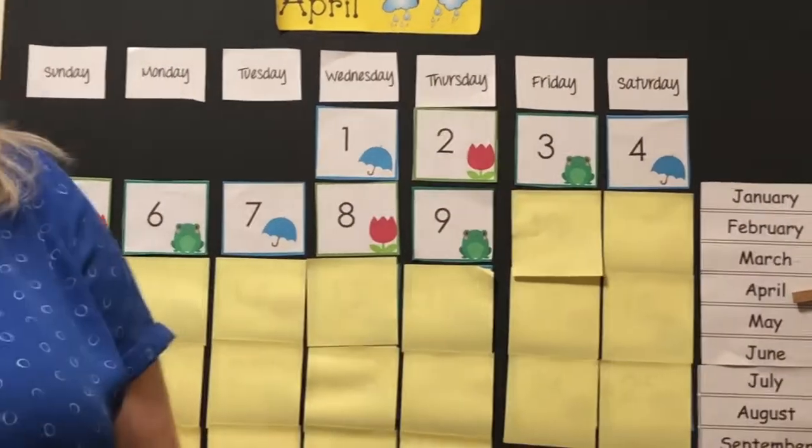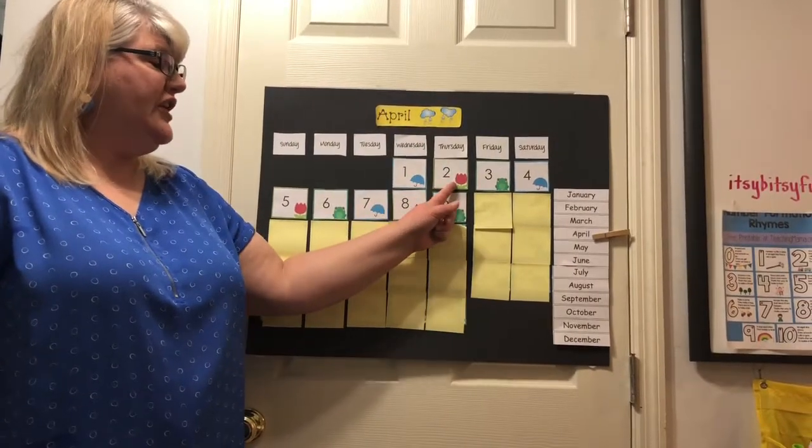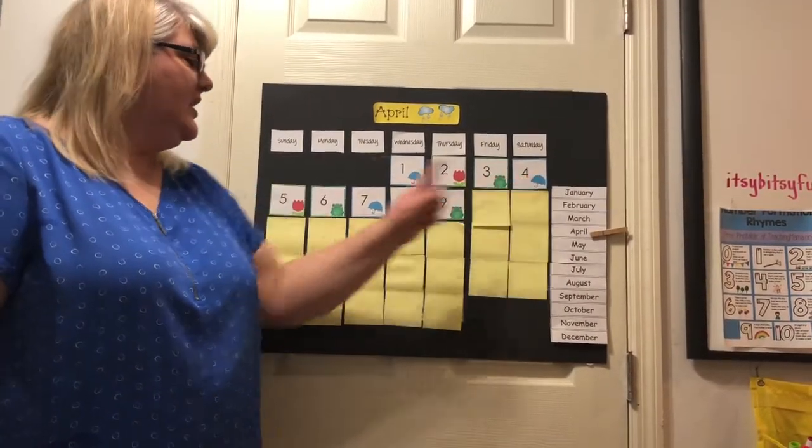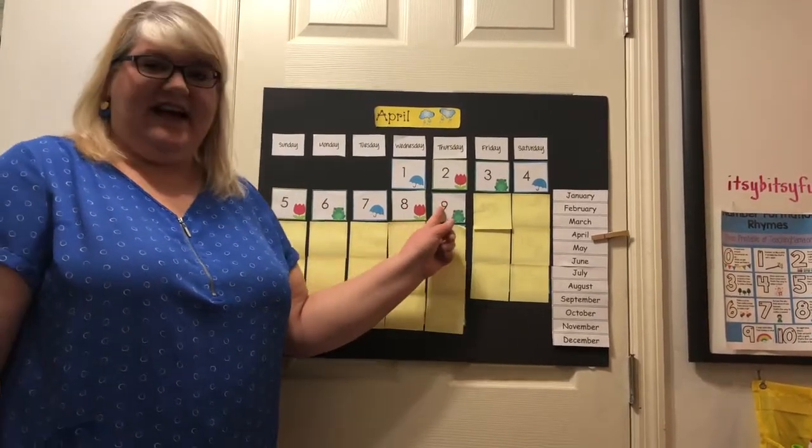Let's count together, and let's count all the way up to 9. 1, 2, 3, 4, 5, 6, 7, 8, 9.